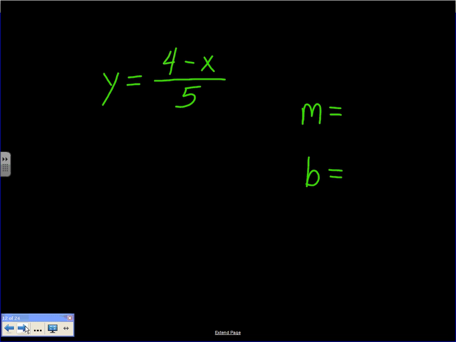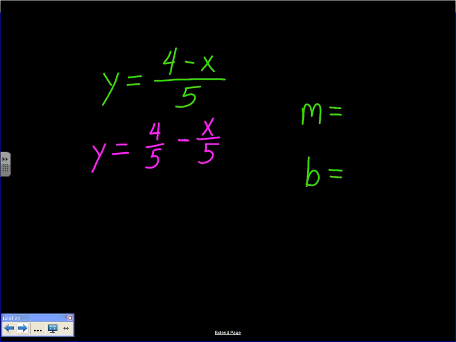This is one of those problems where we have to manipulate it a little bit. Since we're dividing everything on the right side by 5, you'll split it up. You'll put a 5 underneath the 4. Since it says 4 minus x on top, we put the negative sign in between, and we have x over 5. So we've divided 4 by 5, and we divided x by 5 to make this our next step.